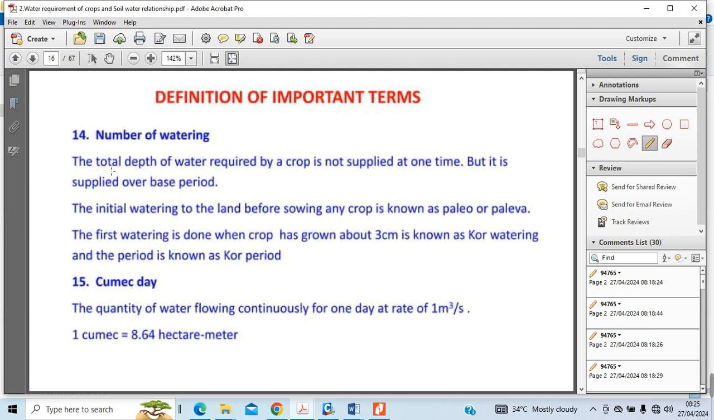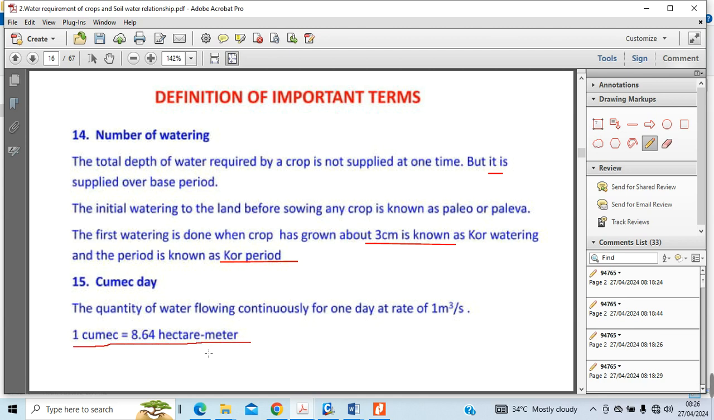The number of watering: the total depth of water required by crops is not supplied at one time but is supplied over the base period. The initial watering to the land before sowing the crop is known as paleo or pleva. The first watering is done when the crop has grown 3 centimeters, known as kor watering, and the period is known as kor period. Cumec day: the quantity of water flowing continuously for one day at the rate of 1 cubic meter per second. 1 cubic meter is equal to, so this is an important thing.